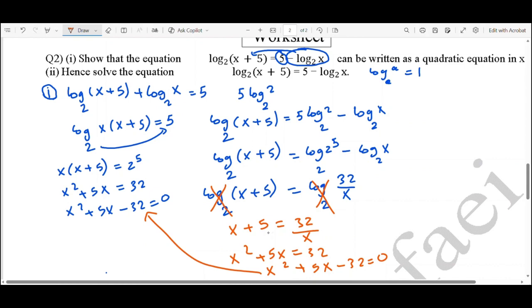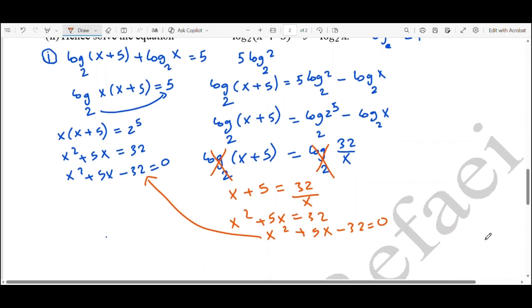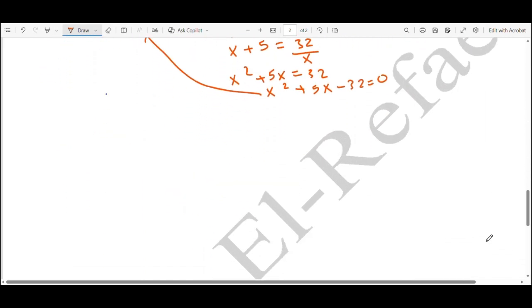Let's move to part double I. Part double I, talking about solving the equation. As I said, you have to solve it. Show how you solve the equation. You may use factorization. You may use the general formula. In this case, I can't use factorization. I'm going to use the general formula, and you have to show it.